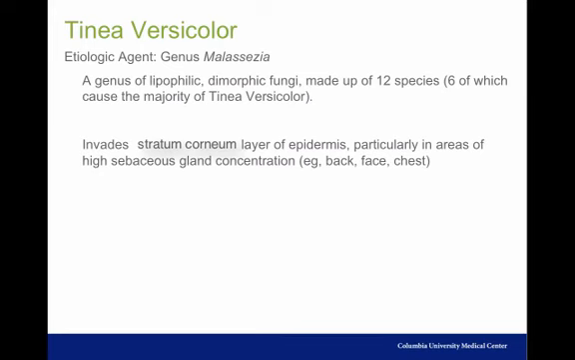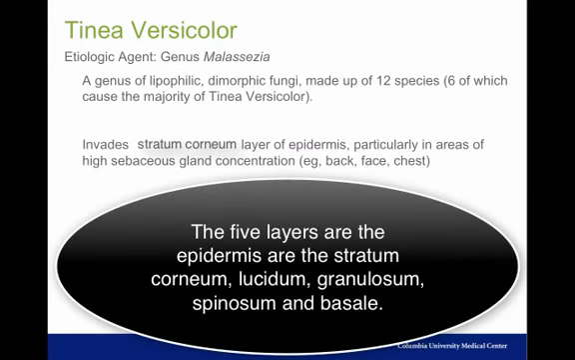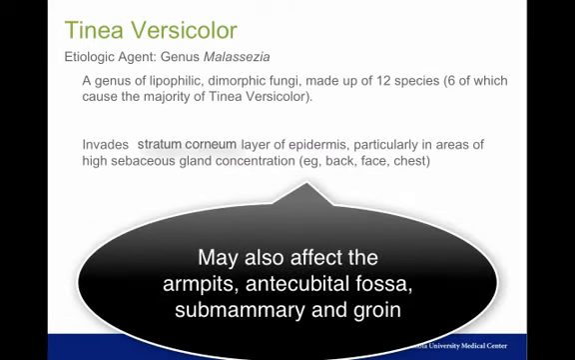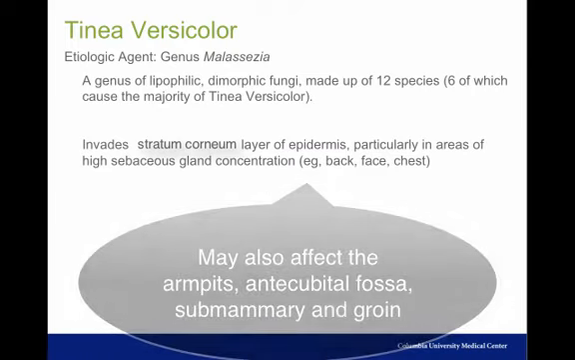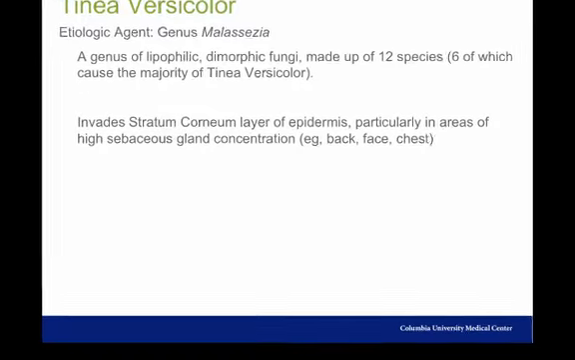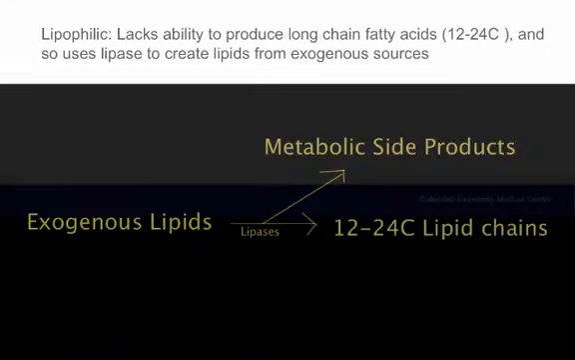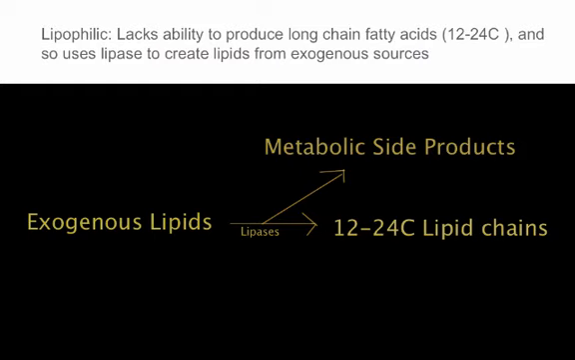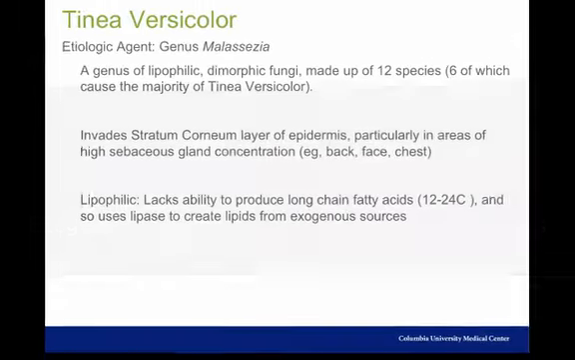Malassezia invades the stratum corneum, the most superficial layer of the epidermis, particularly those areas with high sebaceous gland concentration. The reason Malassezia has a tropism for these areas with lots of sebaceous glands is because they are lipophilic, or lipid-loving. They lack the ability to produce their own long-chain saturated fatty acids, so they depend on lipases to break down exogenous fatty acid sources.